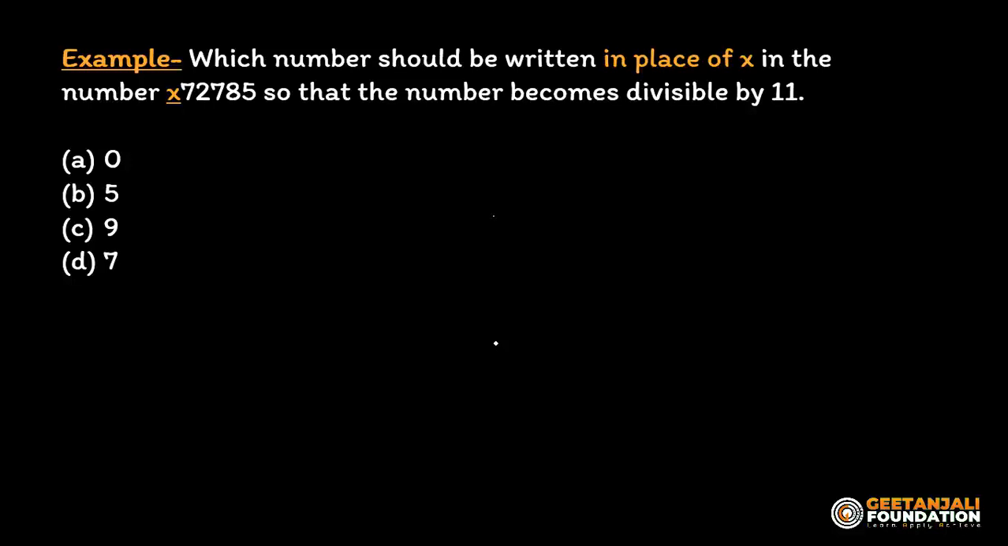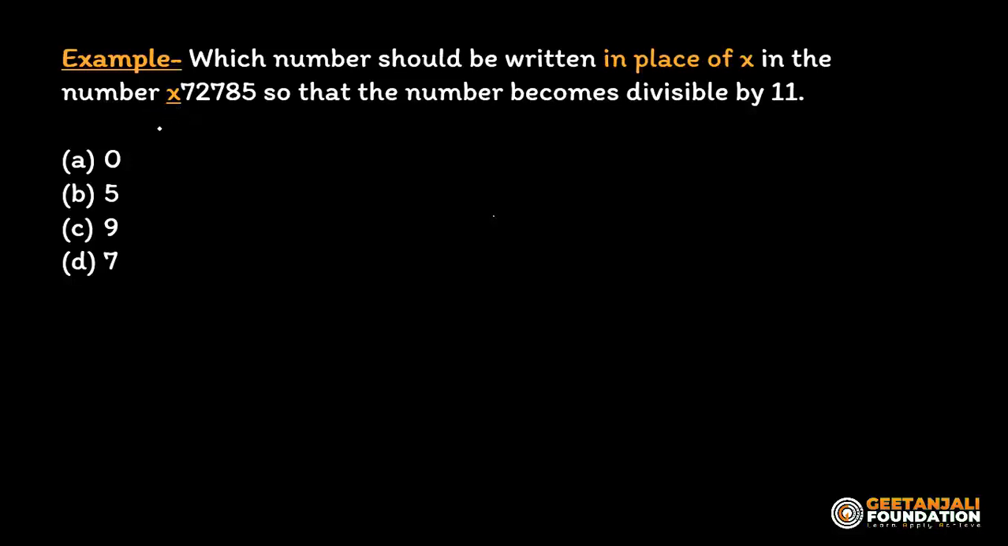The question says, which number should be written in place of x in the number x72785 so that the number becomes divisible by 11? So right now it is a 5-digit number. You have to place something in place of x, and it is going to become a 6-digit number. You have to find that digit which you should put here.